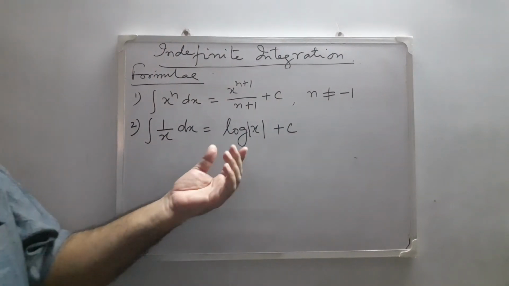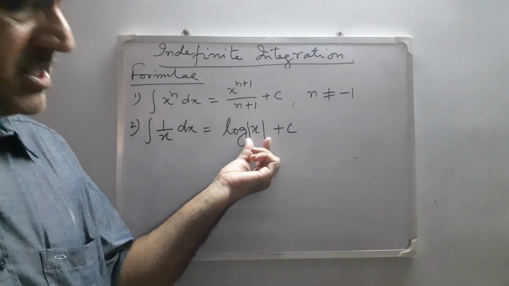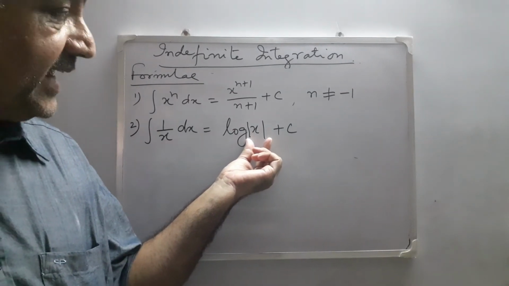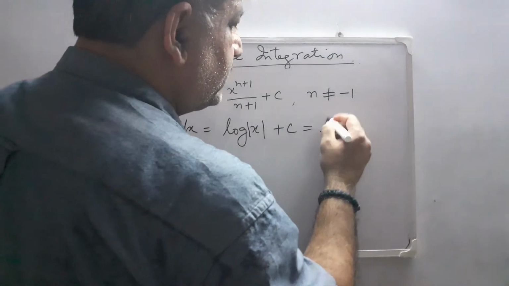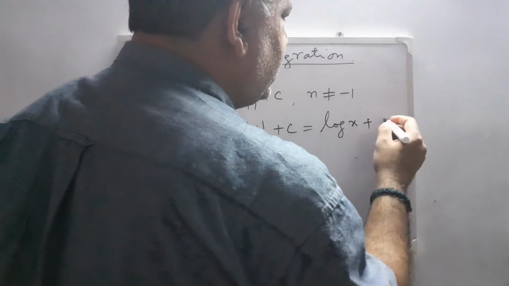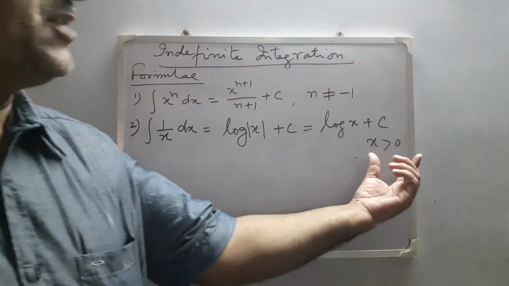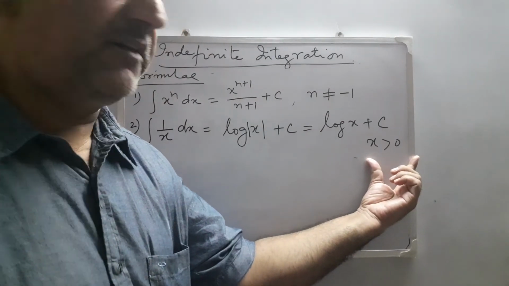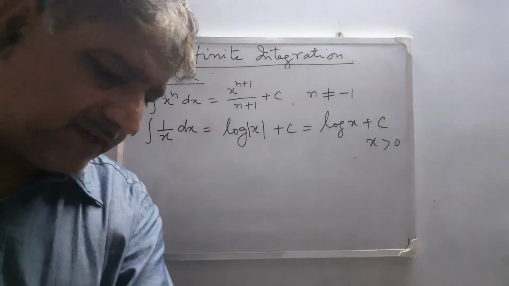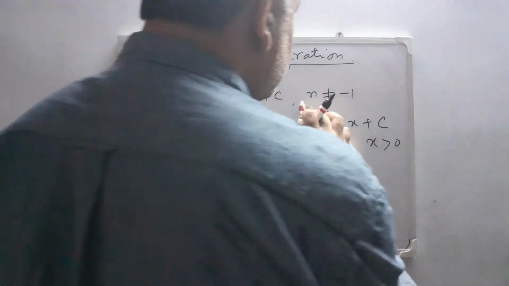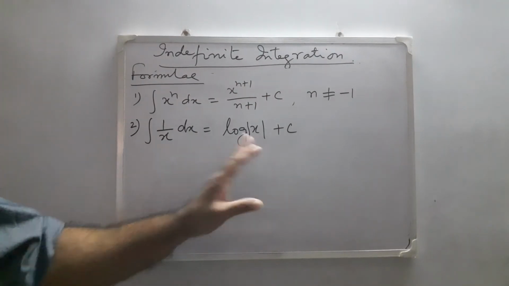But many students and many teachers follow this log mod x, and that's why we are writing it here. You can also write this equals log x plus c, where x is greater than 0. This thing you have to mention, that x is always positive. Now if you put mod here, then it remains always positive, and that's why we prefer this way to write: log mod x plus c.